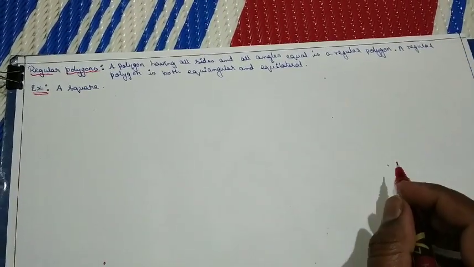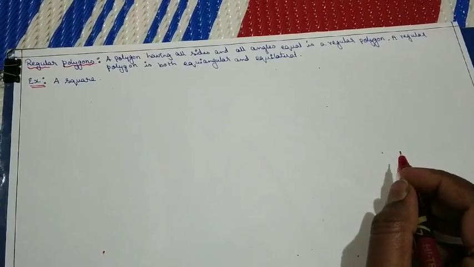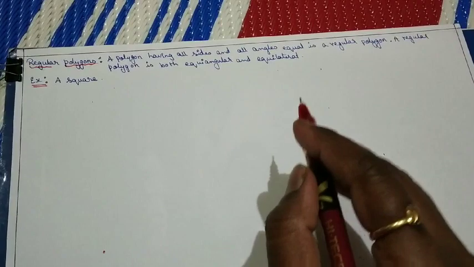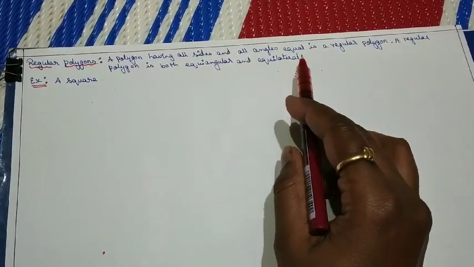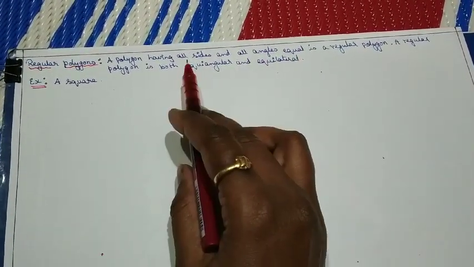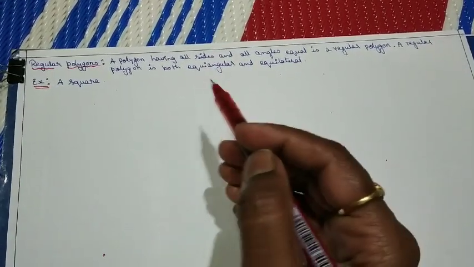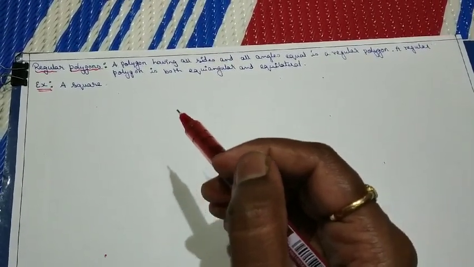Then the question arises, is a rectangle a regular polygon? No, a rectangle is not a regular polygon. Though all angles are equal to 90 degrees, in a rectangle we don't find all sides equal. Therefore, a rectangle is not considered a regular polygon.